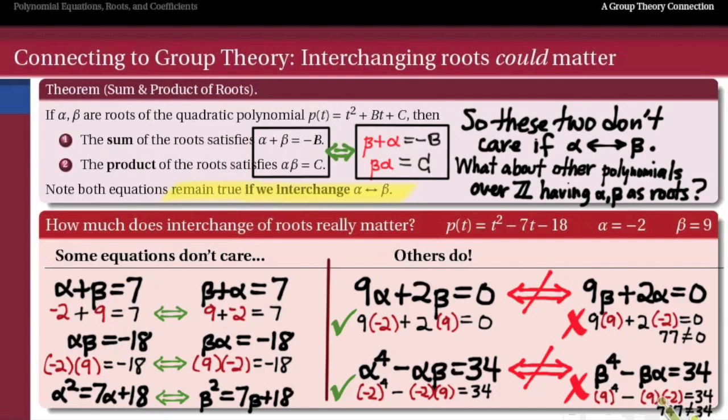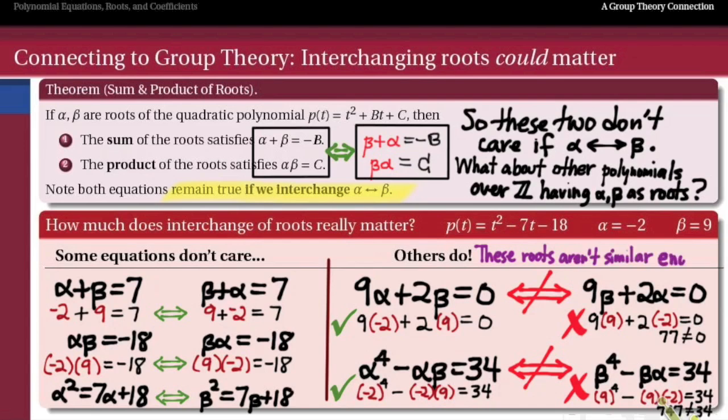So when we trade out the gourmet coffee for the instant coffee crystals, half the dining room notices and cares, and the other half doesn't. So we can sort of please half the diners, but maybe not the other half. And it may not necessarily be half and half. There may be a whole lot of polynomials, in fact, that do care when I trade this alpha with this beta. And that process of caring somehow tells us something about these two roots.